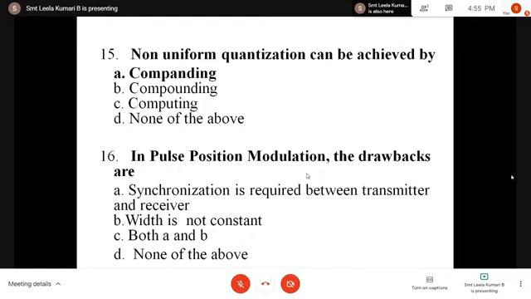So in pulse position modulation, the drawbacks are: synchronization is required between transmitter and the receiver, width is not constant, both A and B. In pulse position modulation, synchronization is required between transmitter and receiver. It is correct. This is the drawback with pulse position modulation. Width is not constant. In pulse position modulation, width is constant. So B is wrong, and both A and B is also wrong. None of the above is also wrong. So option A is correct option. Synchronization is required between transmitter and receiver because the position is not constant.